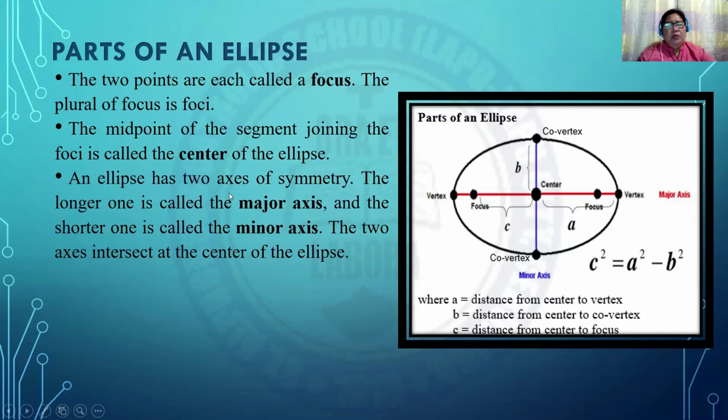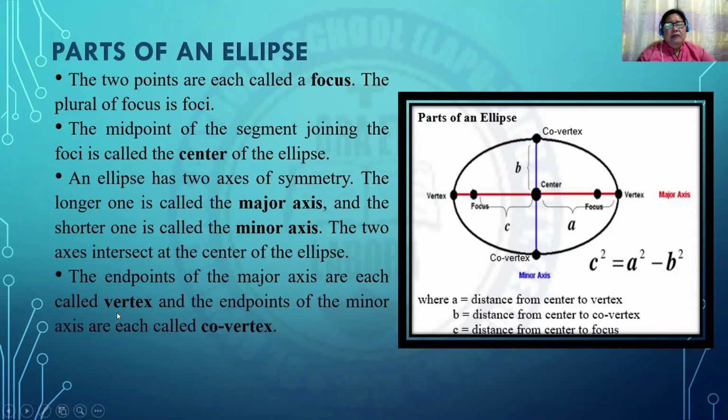An ellipse has 2 axes of symmetry. The longer one is called the major axis and the shorter one is called the minor axis. The 2 axes intersect at the center of the ellipse. This is the minor axis. This is the major axis.